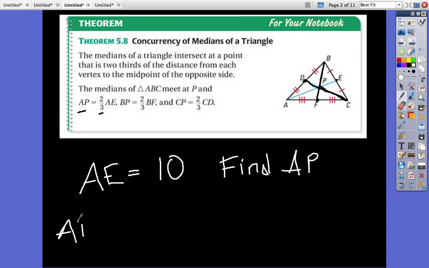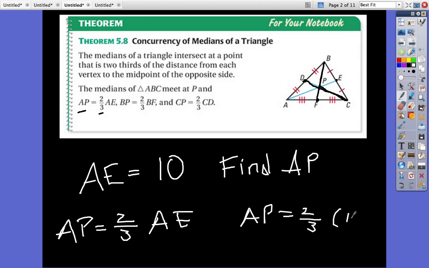So AP is 2/3 of AE. Well, we know AE is 10. So AP is 2/3 of 10. That is equal to 2 times 10 is 20 divided by 3. When you multiply a whole number with a fraction, it's like putting the whole number over 1, and you just multiply the fractions. 2 times 10 and 3 times 1.